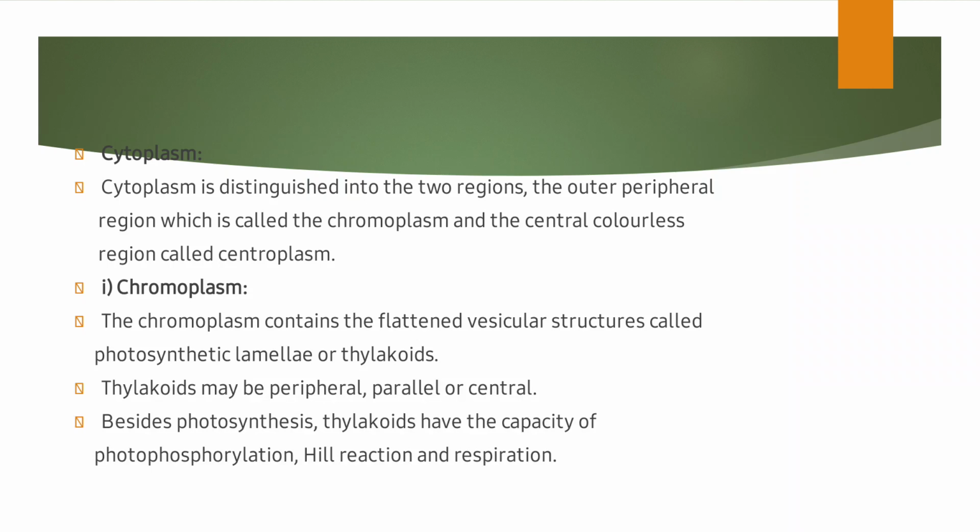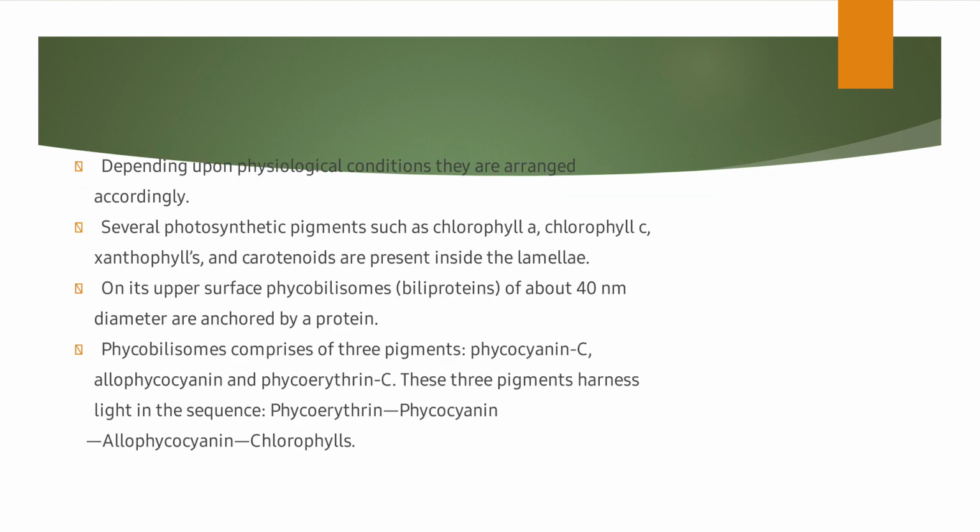About cytoplasm. Cytoplasm is distinguished into two regions: the outer peripheral region called chromoplasm and the central colorless region called centroplasm. Chromoplasm contains flattened vesicular structures called photosynthetic lamellae or thylakoids. Thylakoids may be peripheral, parallel or central. Besides photosynthesis, thylakoids have the capacity of photophosphorylation, Hill reaction and respiration. Depending on the physiological conditions, they are arranged, and several photosynthetic pigments such as chlorophyll A, chlorophyll C, xanthophylls, and carotenoids are present inside the lamellae.